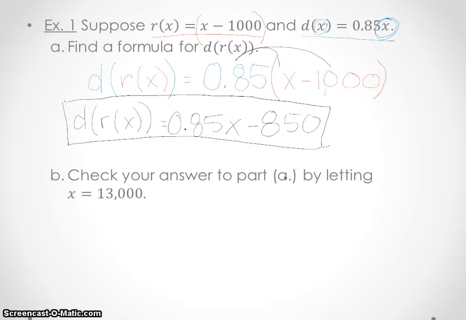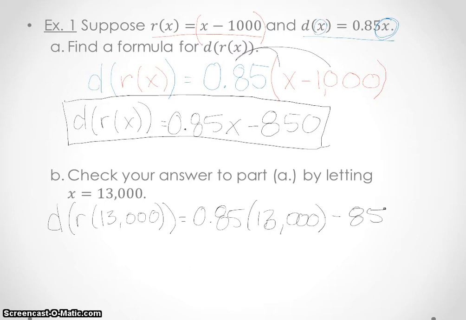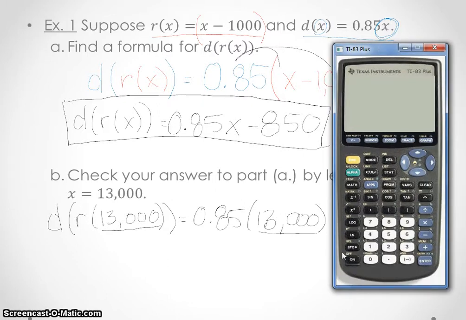So then it says check your answer to part A by letting x equals 13,000. So then we put 13,000 in for x. So we have d of r of 13,000 now equals 0.85 times 13,000 minus 850. So again, I'm just using this formula here, and I just plugged in 13,000 wherever I saw an x, and now I'm going to evaluate it. So of course, order of operations says do this part first, so 85% of 13,000. Let's get this out. So 0.85 times 13,000.